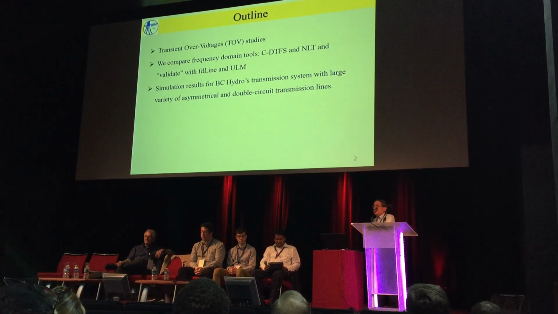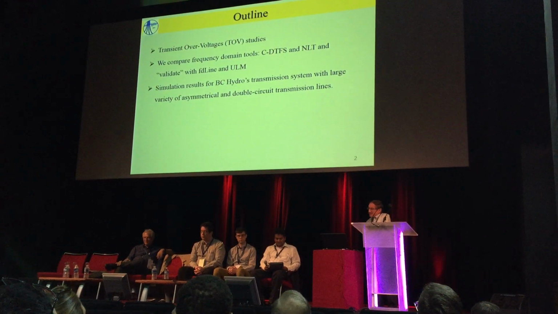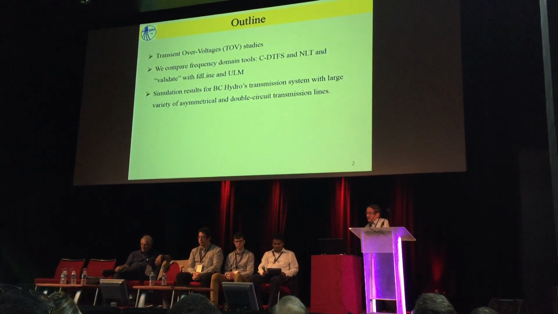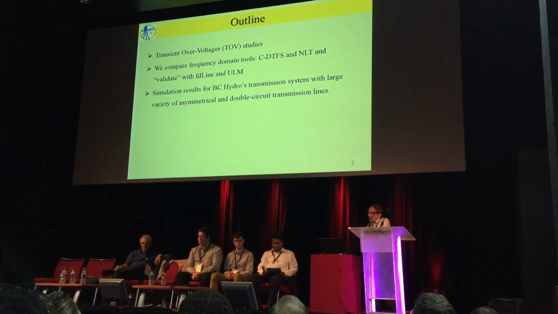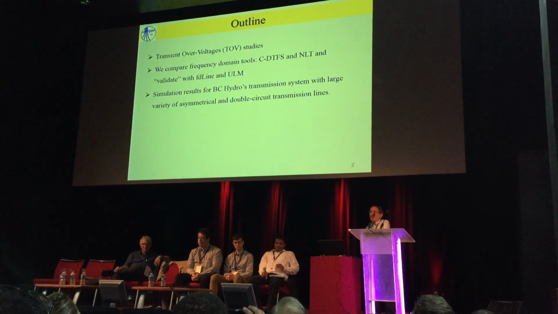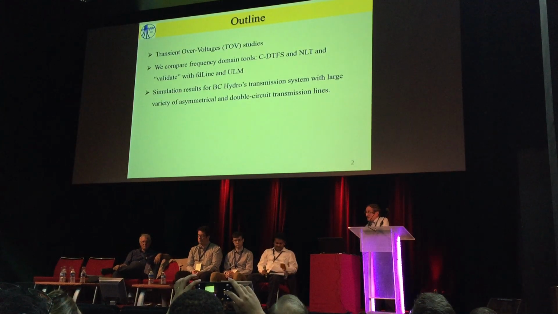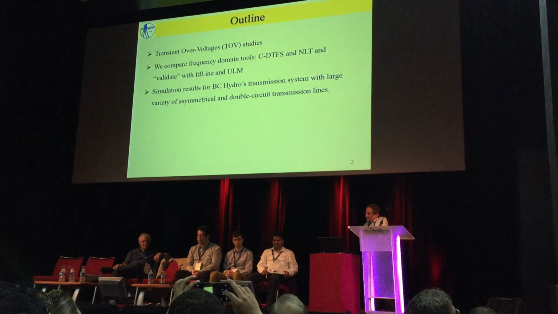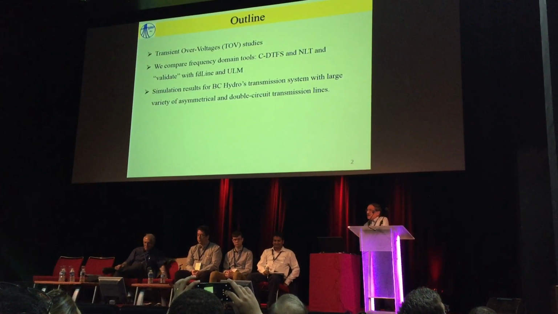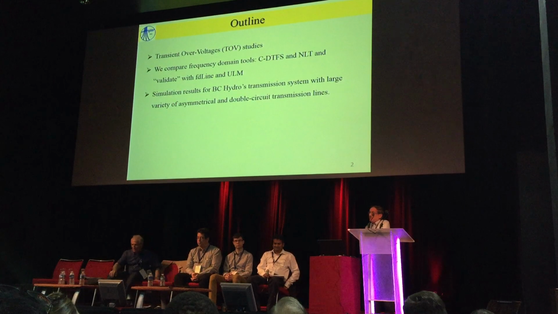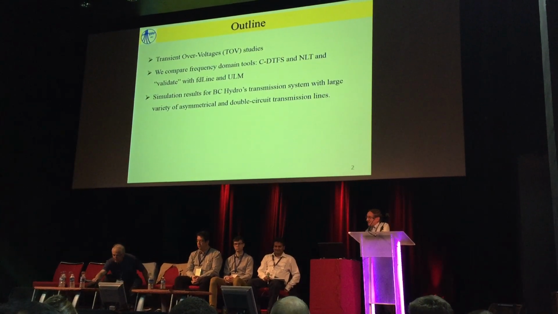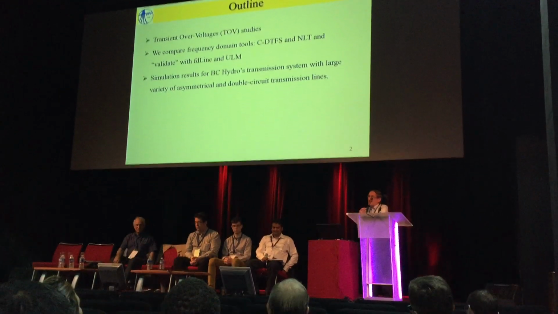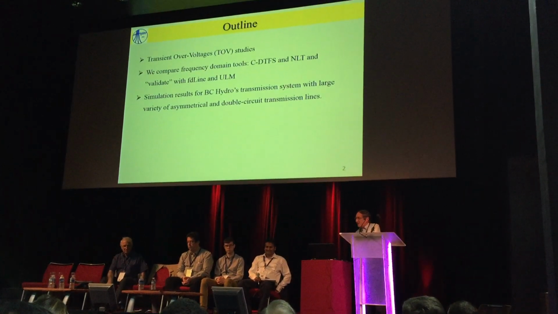So the presentation follows these aspects. BC Hydro is doing transient overvoltage studies on their 138 kilovolt sub-transmission system that has a large variety of lines and ground resistivities, etc. So we're going to compare the proposed frequency domain solution with the numerical Laplace transform, as Dr. Naredo did, but we're going to be looking at it from a slightly different point of view.